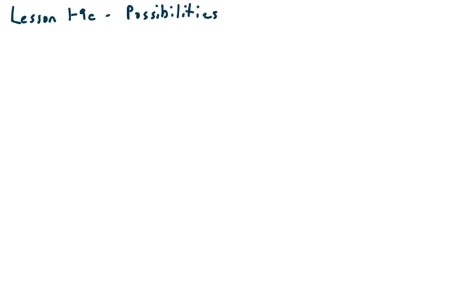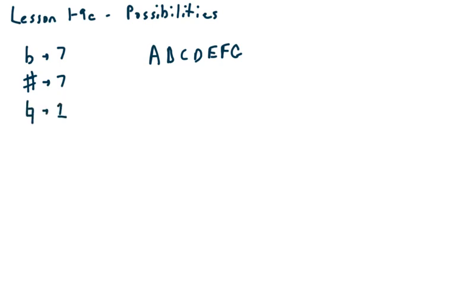Okay, so possibilities. There are 15 possible key signatures. Why? Well, let's think about it. You have a flat, you have a sharp, and how many letters of the alphabet do you have? In music, we have A, B, C, D, E, F, G. So that means you can have up to 7 flats or 7 sharps. You can also have one that has nothing.